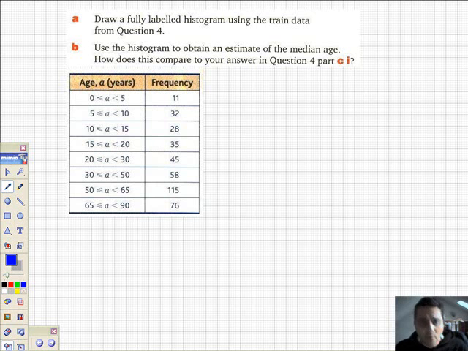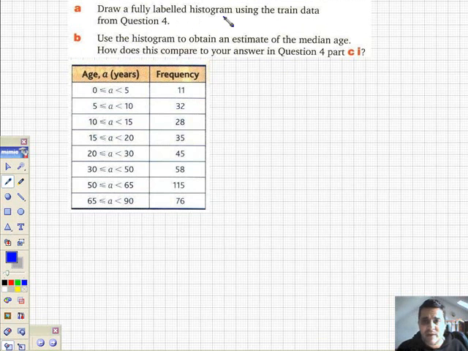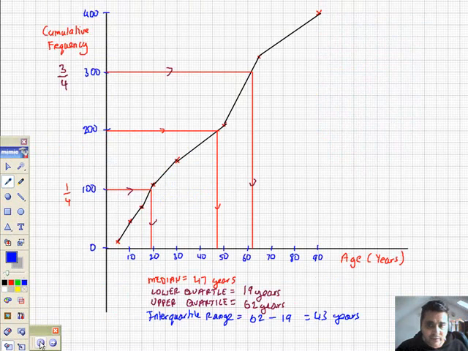Okay, so here is the long-awaited question 6 then. Like I said in previous videos, questions 4, 5, 6 are all linked together in different ways through sharing common data. In fact, this question 6 is drawing upon the data from question 4. It says, draw a carefully labelled histogram for the train data from question 4.